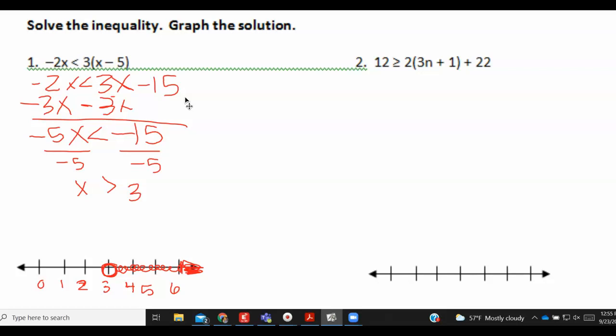Number 2. We're going to distribute the 2. So 2 times 3 is 6. Plus 2 plus 22. And then you're going to combine like terms. I'm going to move the 24 to be with the 12.